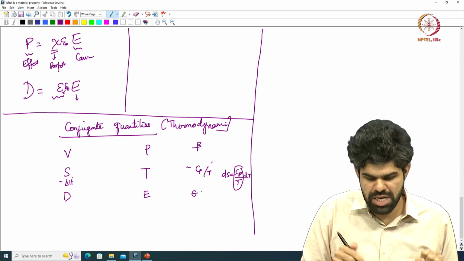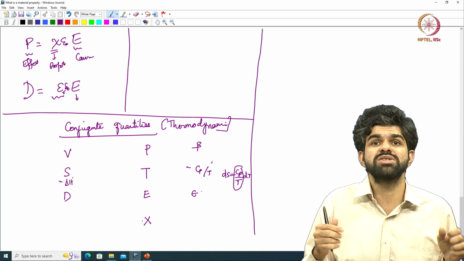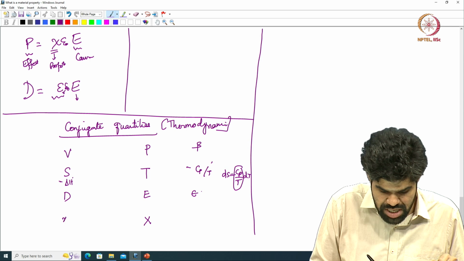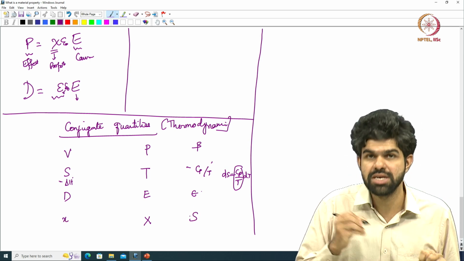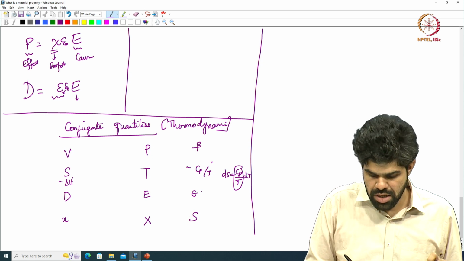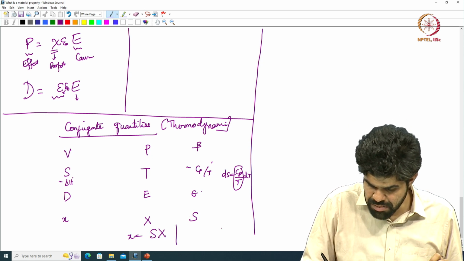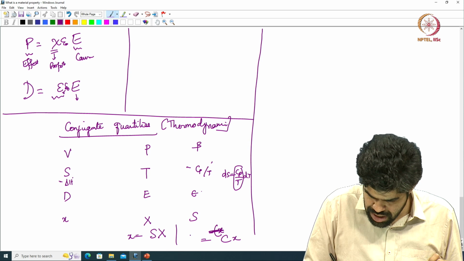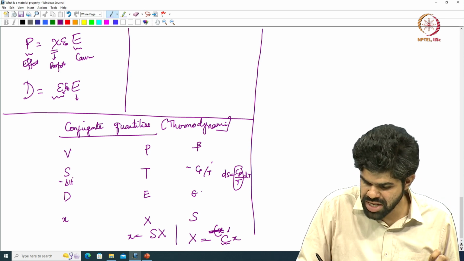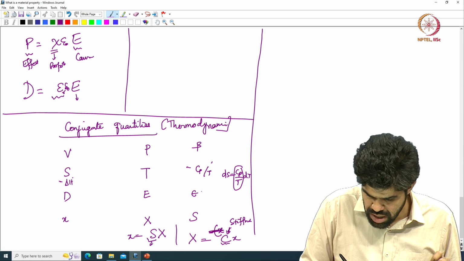E and D are related by epsilon, which is the dielectric constant. If I stretch a material, if I apply some force or some stress on the material, it should strain, and stress and strain are related by what is called compliance, right. So, x is S times capital X, and if I am straining the material, then that is C times capital X. C is called the stiffness tensor or stiffness, and S is called compliance.